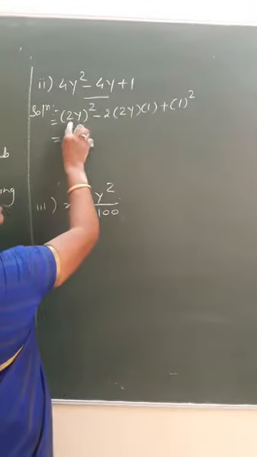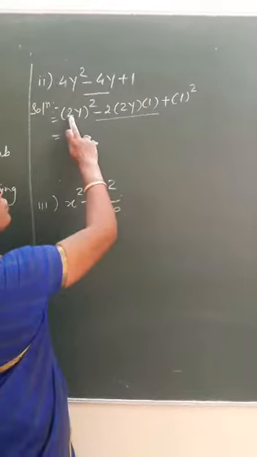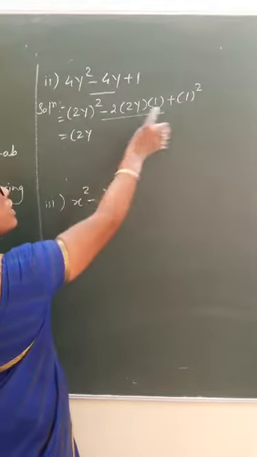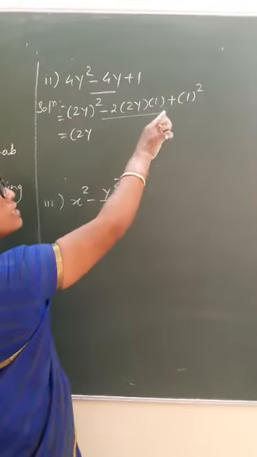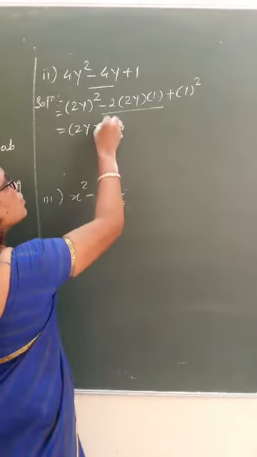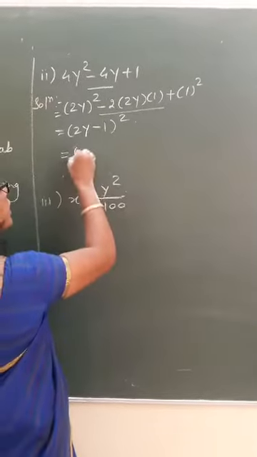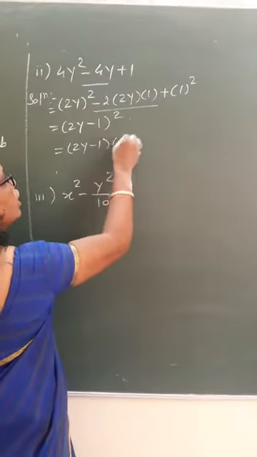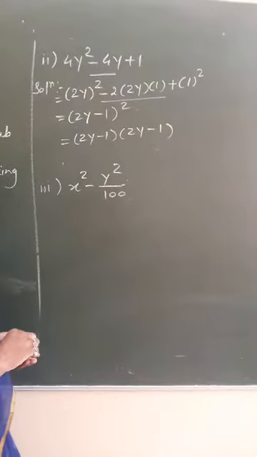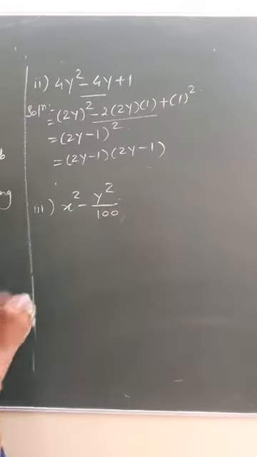So what is your first term? For the middle term you do not have to concentrate. You have to see only the first term and the third term. First term is 2y, right? Last term is 1. And here the middle sign is minus, that's why I will write here 2y minus 1 whole square. And the bracket whole square means I can write this as 2y minus 1 into 2y minus 1. And this is the factorization of this problem, which was given in the expanded form of the identity.